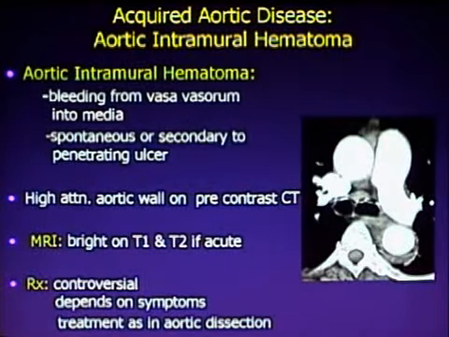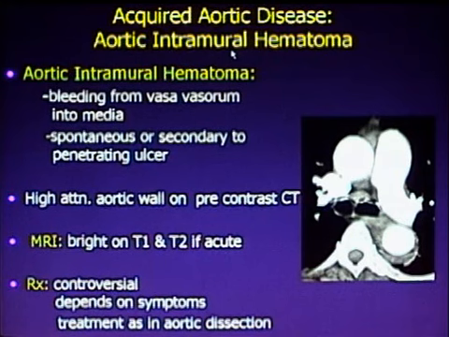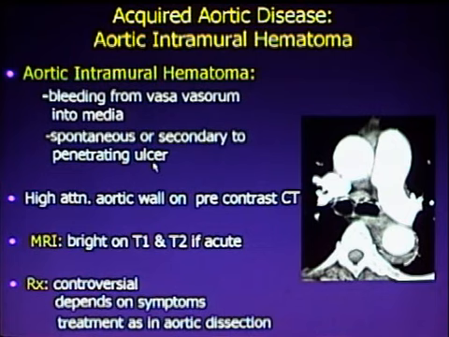Intramural hematomas can occur either due to a penetrating atheromatous ulcer going into the aortic wall causing bleeding, or spontaneous bleeding into the wall, or bleeding from the vasa vasorum into the media of the aortic wall. Once you have blood in the wall of the aorta, it's going to cause obviously thickening and enlargement of the aorta. It's going to be high attenuation.